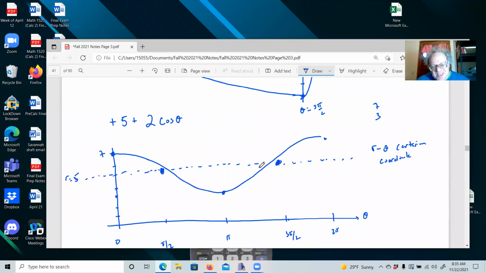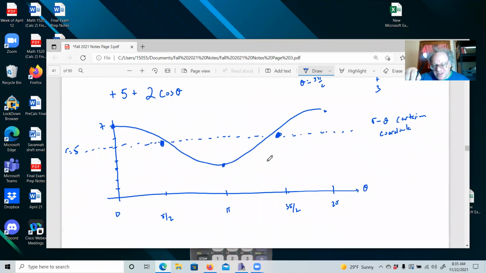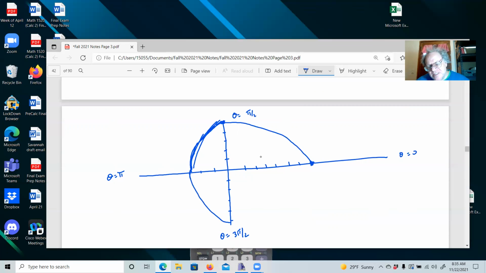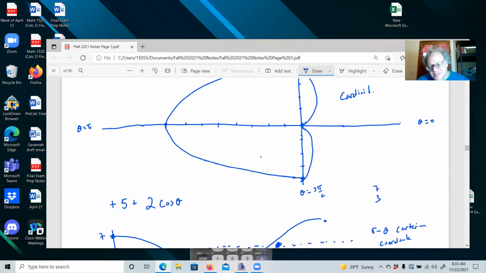For the angle going down, we're going from pi to 3 pi over 2, and it's getting bigger, going from 3 up to 5. So 1, 2, 3, 4, 5. So it's not going to be a circle. It's just not a circle.